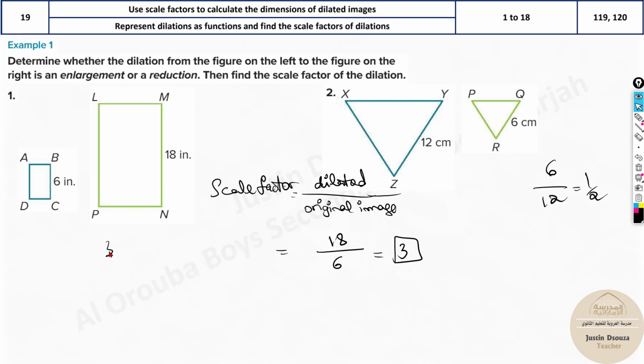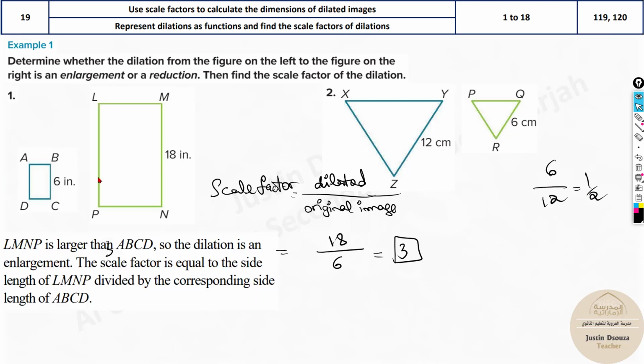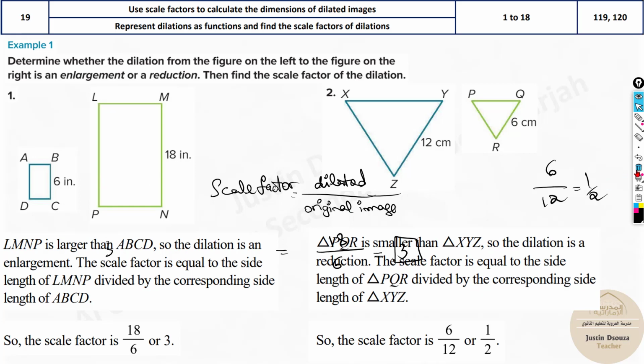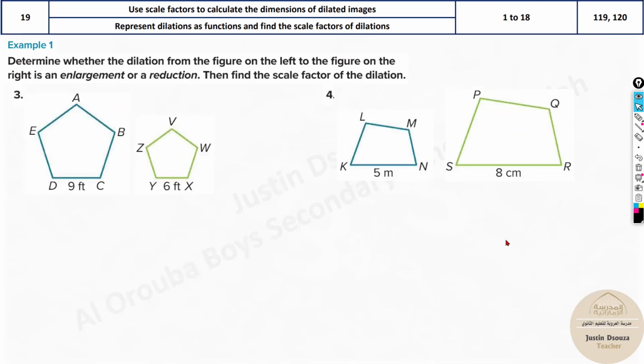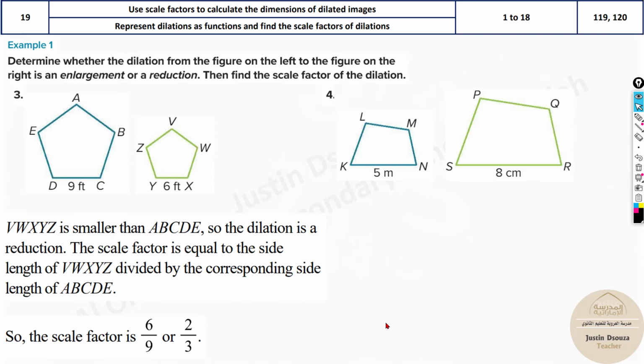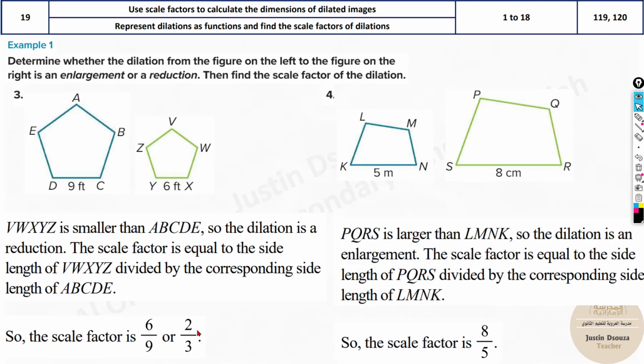So whenever the scale factor is less than 1, it is a reduction. Where it's more than 1, it is a dilation. So here it's dilated, here it's reduced. Those are the answers. Here also we can see easily that this is a reduction and this is an enlargement. This will be 6 by 9, that is about 2/3. And over here 8 by 5, or 1.6. So this is 2/3, 0.666, less than 1. This will be 1.6 or 8 by 5, that is more than 1.